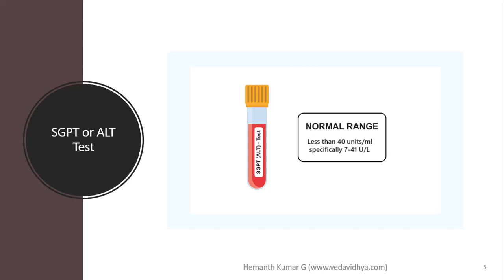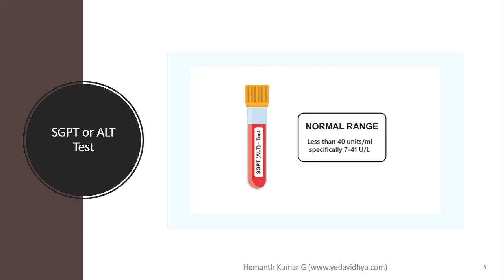The SGPT or ALT test measures the level of this enzyme in the blood. Under normal conditions, ALT levels are low. However, if the liver is damaged, such as by infection, inflammation, or injury, ALT can leak into the bloodstream, leading to an increase in its levels.